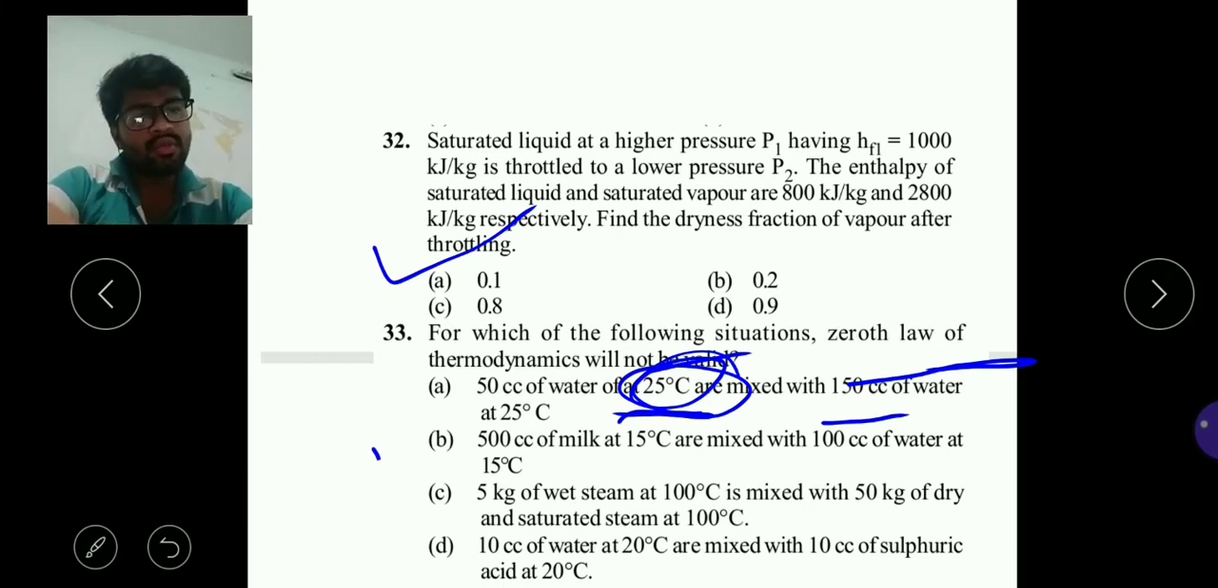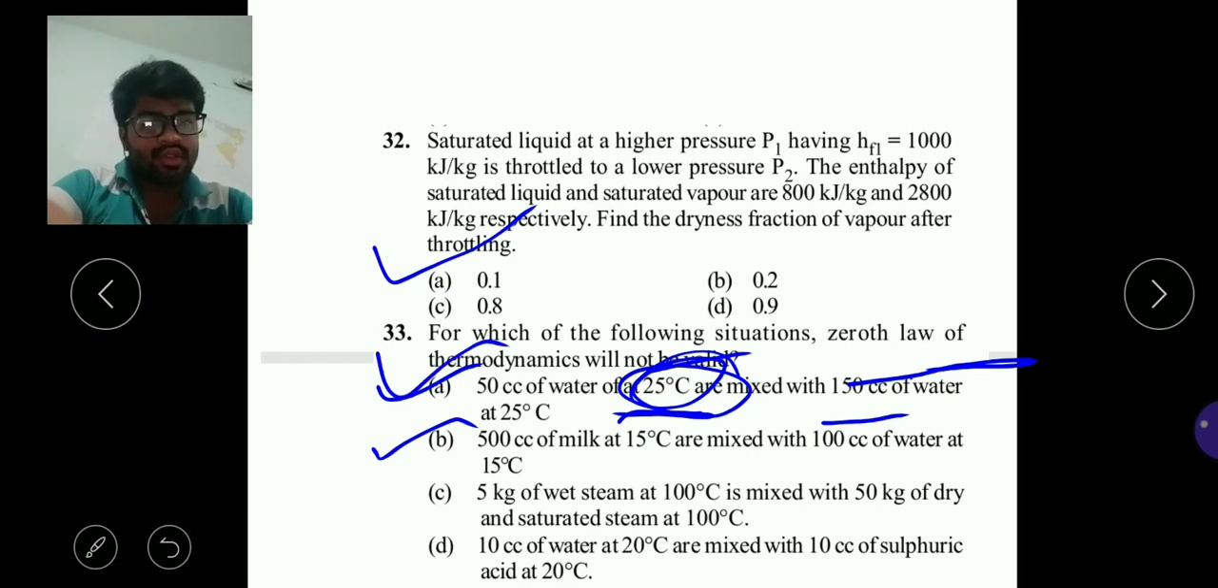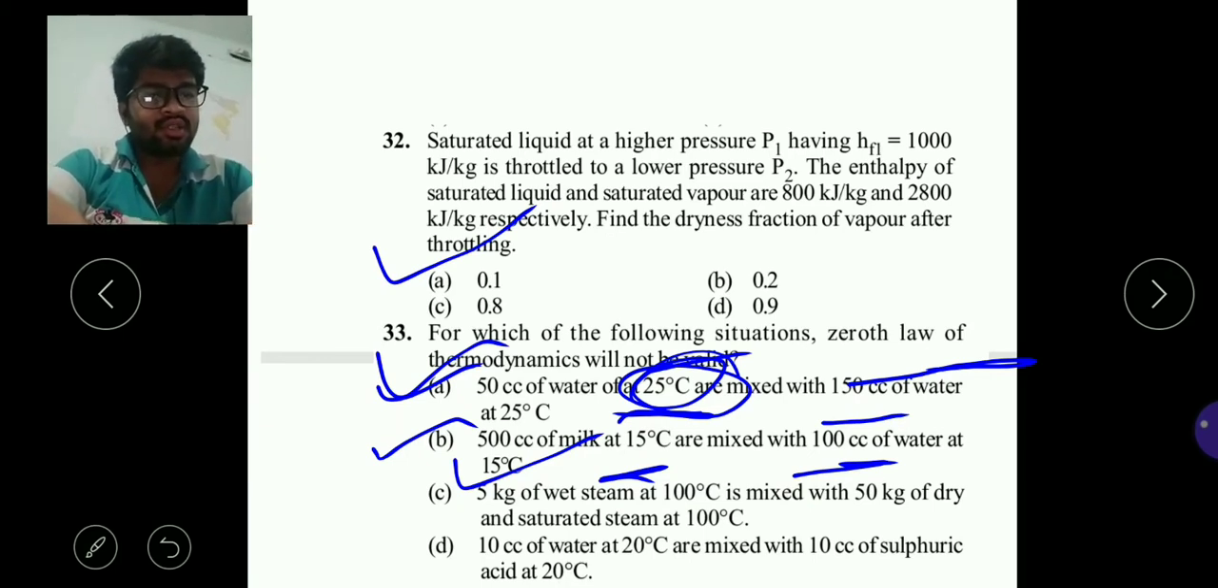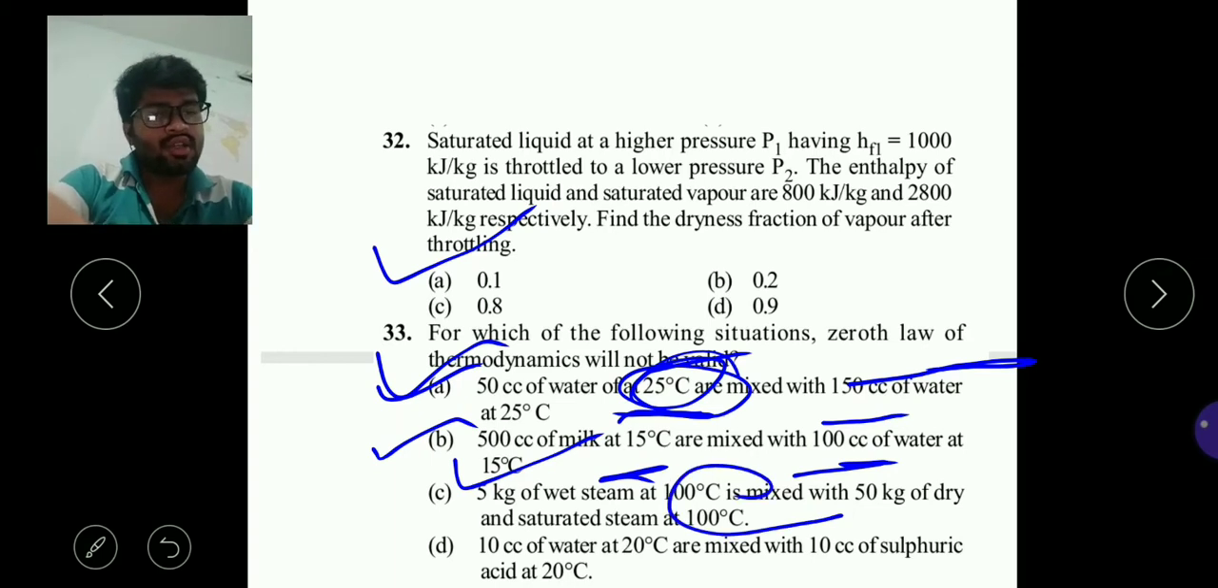Moving next, it is obeying. Then 500 cc of milk at 15 degrees centigrade is mixed with 100 cc of water at 15 degrees centigrade. So again it doesn't change any temperature. Then moving to the next, 5 kg of wet steam at 100 degrees centigrade is mixed with 50 kg of dry saturated steam at 100 degrees centigrade. So it will also not change the temperature of that system.